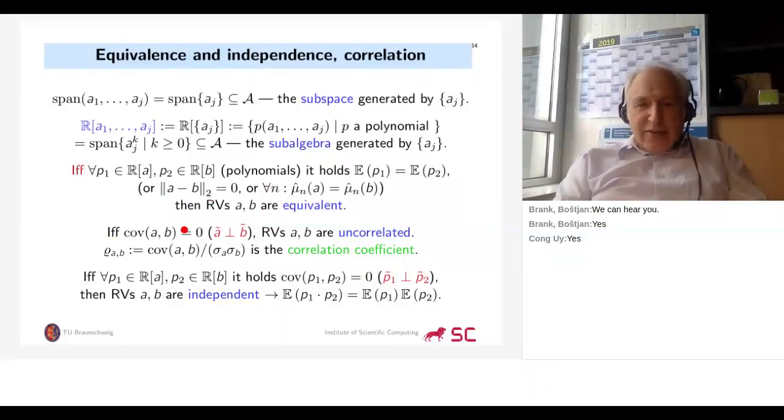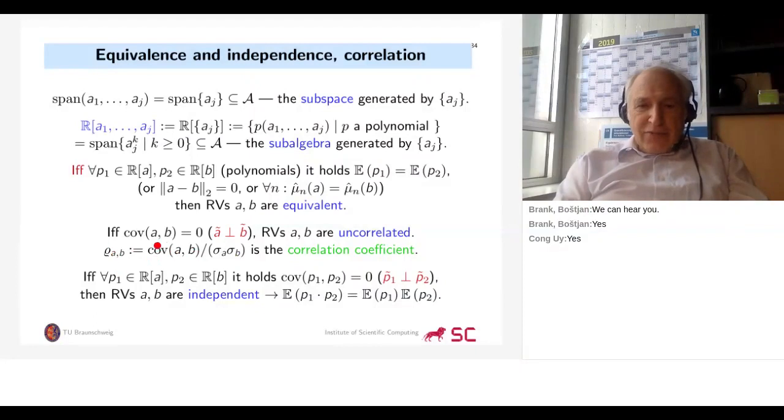On the other hand, if the covariance, again this is the inner product of the mean-free parts, is zero, if they are orthogonal, the mean-free parts, we call them uncorrelated. And we call this guy here, the covariance divided by the standard deviations of these and these, the correlation coefficient. It's something which goes from -1 to +1. Okay, it's like the cosine of the angle between these two. Okay, that's what the correlation coefficient is.